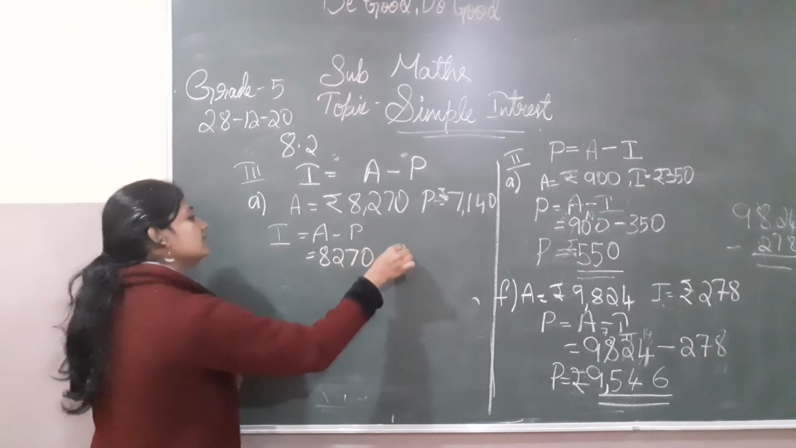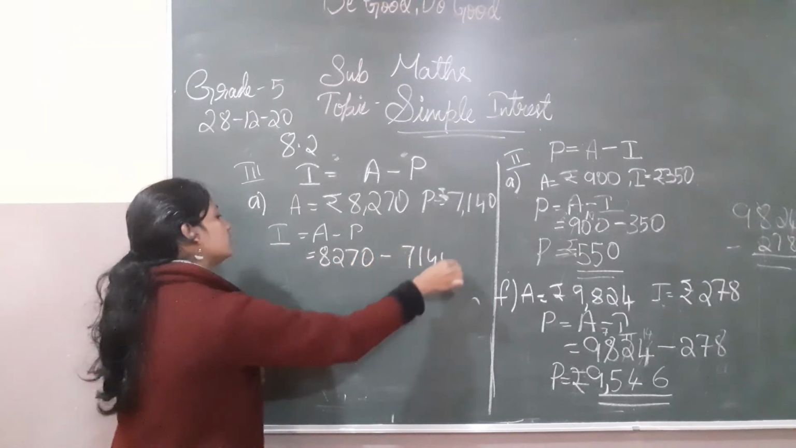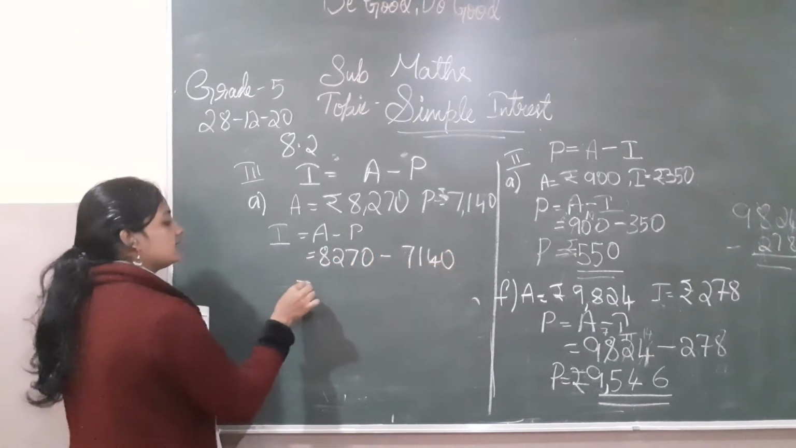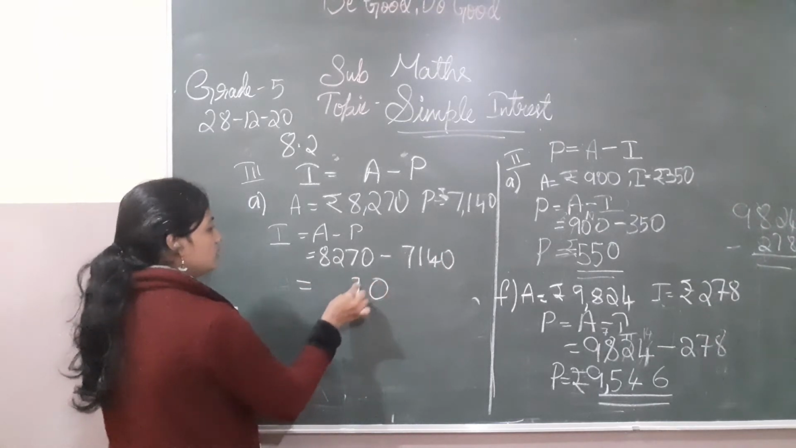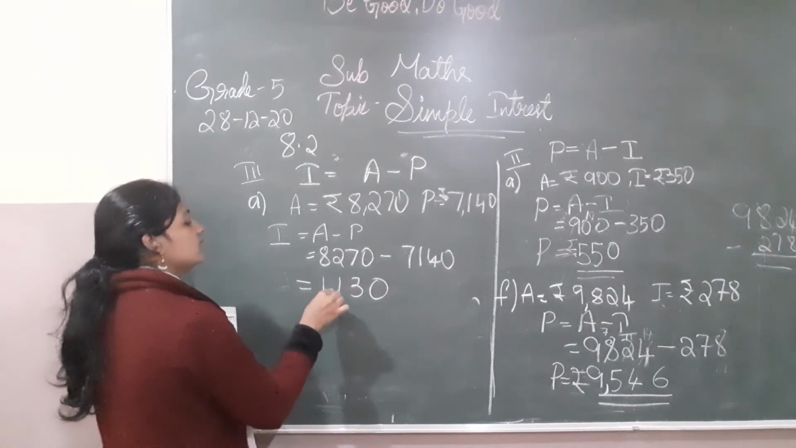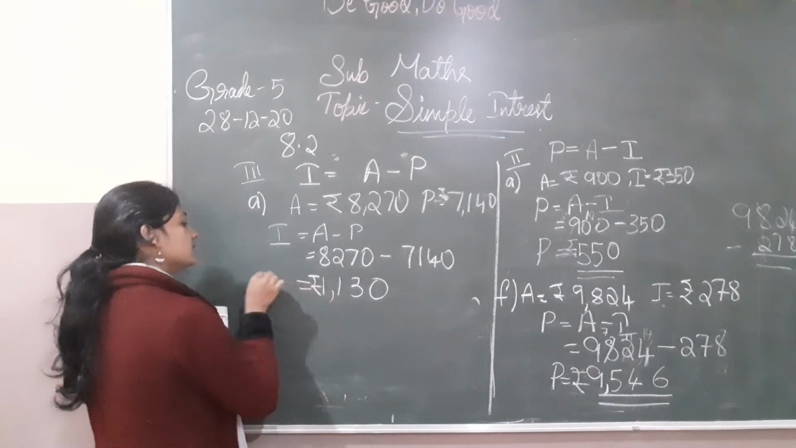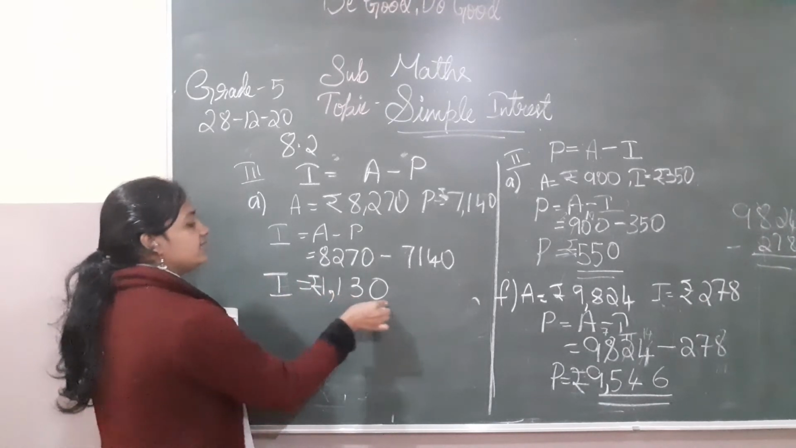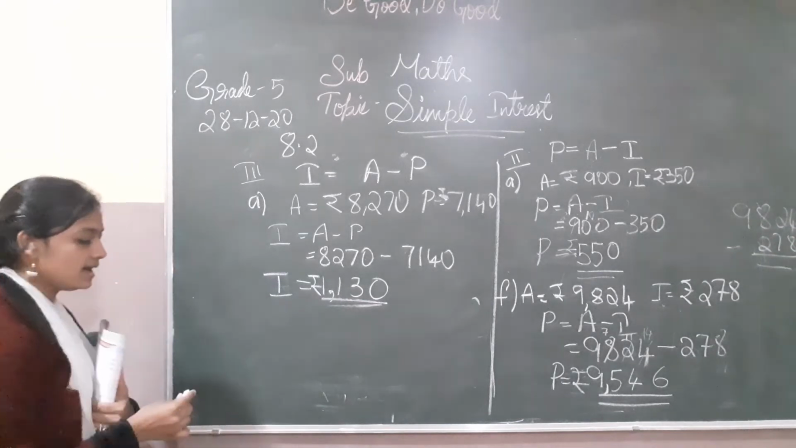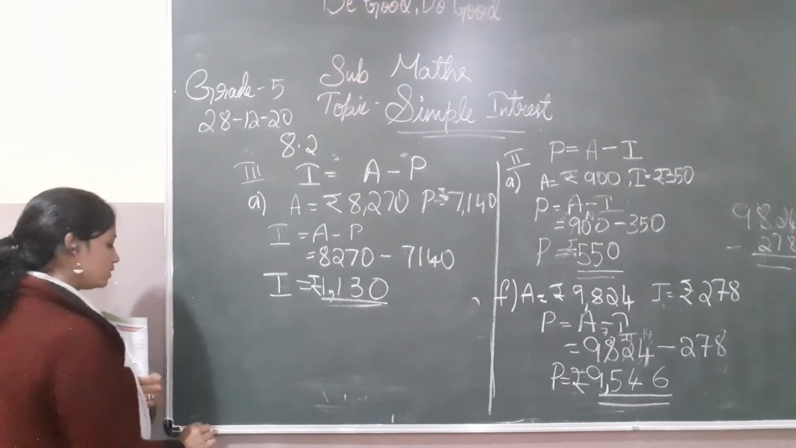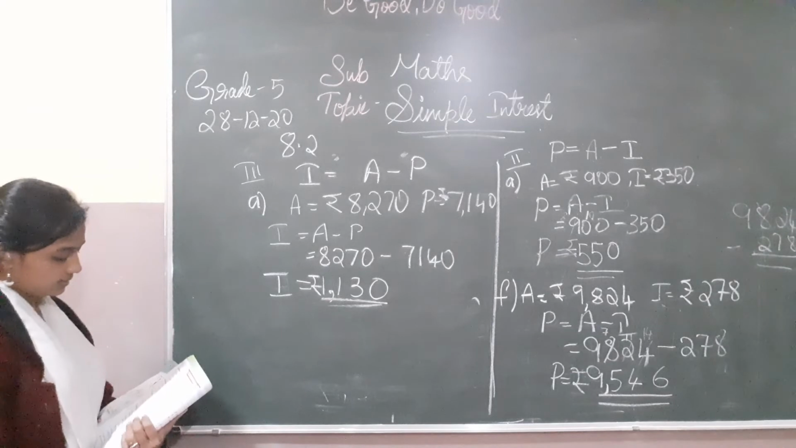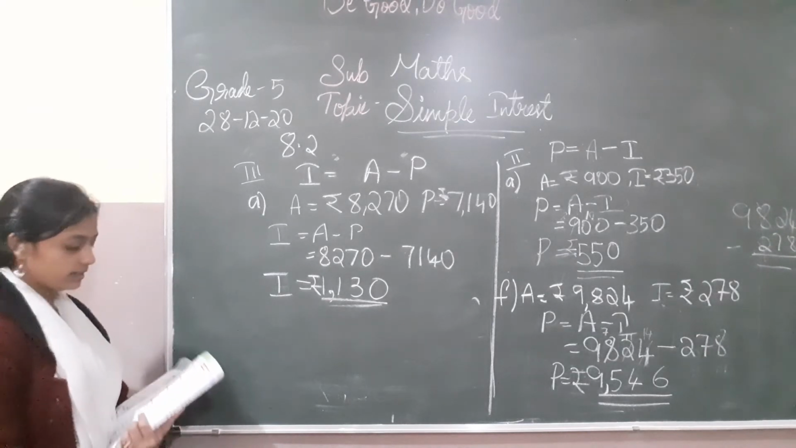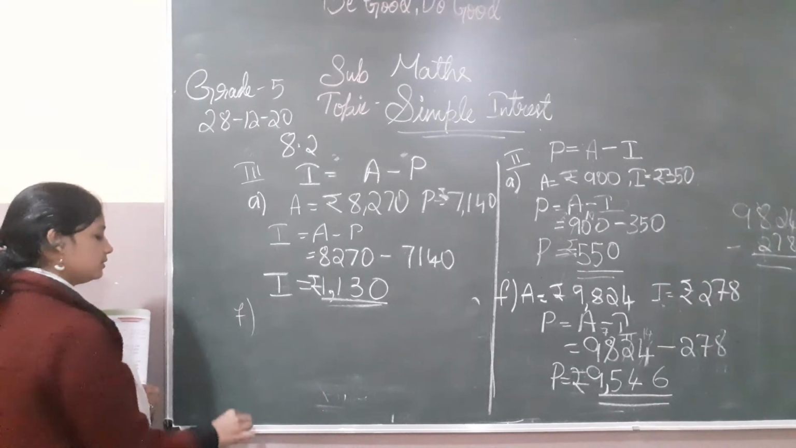8,270 minus 7,140 is equal to 1,130 rupees. The interest is 1,130 rupees. This is the interest. Now let's go for the next one. So again, I'll take the difficult sum, that is the last one.